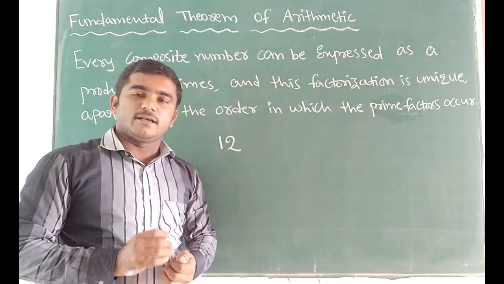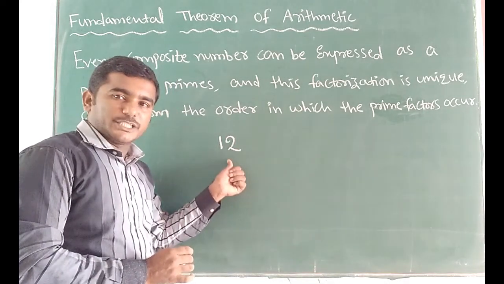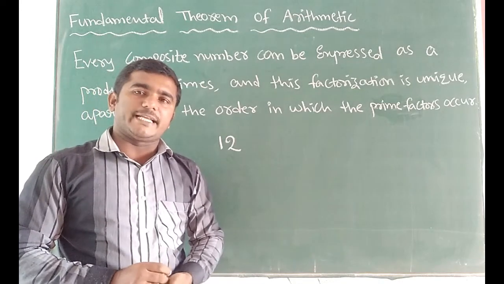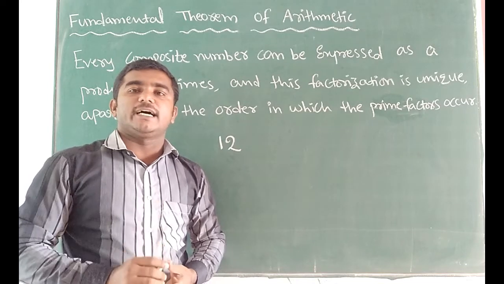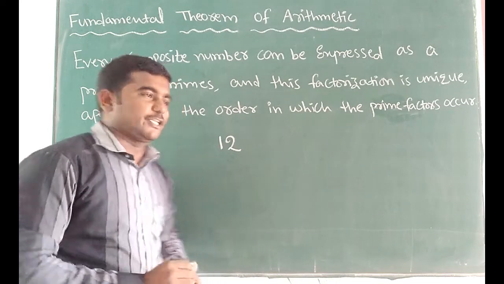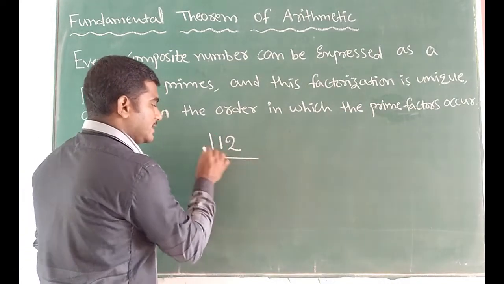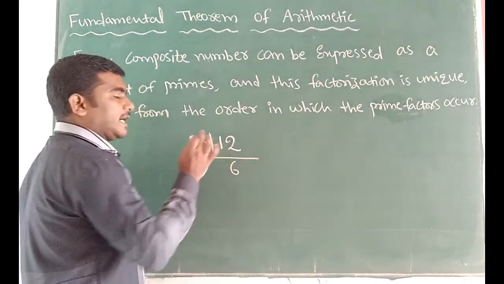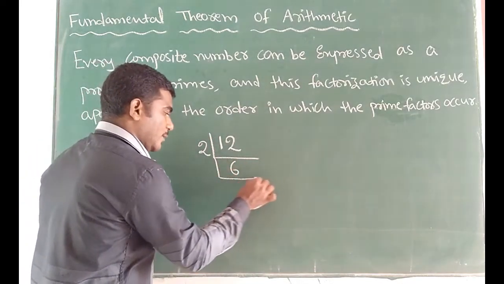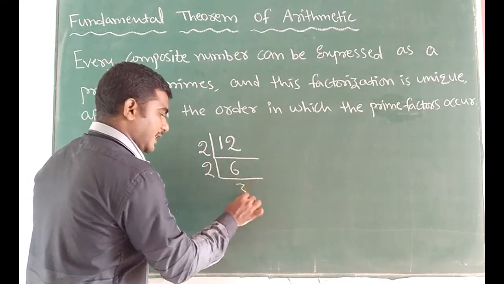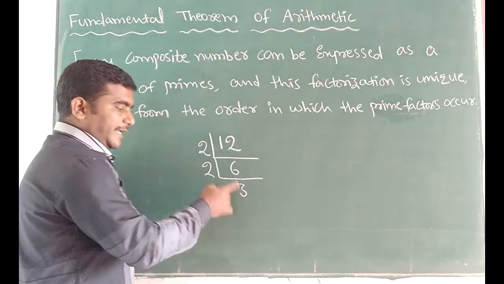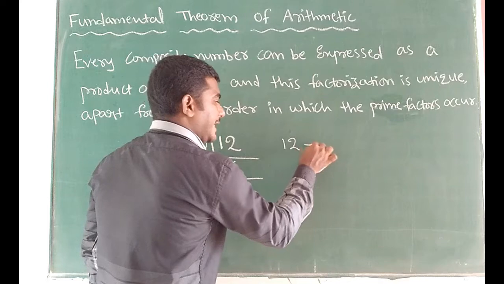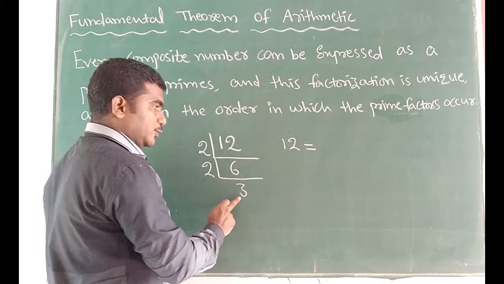Now, according to this theorem, this composite number we can express as a product of primes. How can you write it as a product of primes? Yes, we will use the prime factorization. To do the prime factorization, divide by the prime numbers. The first prime number is 2. I am dividing by 2. 2 sixes are 12. Again, is it divisible by 2? Yes, 2 threes are 6. Now 3 is a prime number. Now how can you write 12? You can write 12 as 2 into 2 into 3.